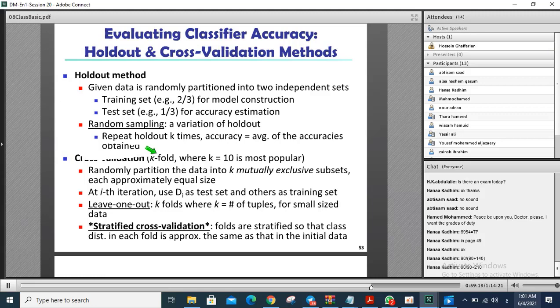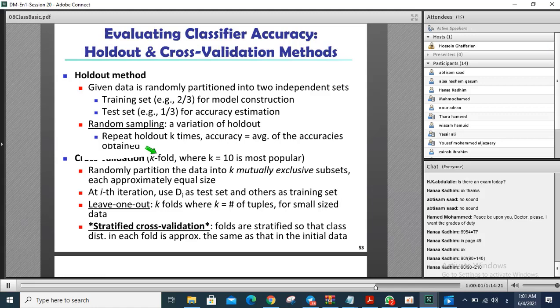One of the better options is using cross-validation techniques. In cross-validation, firstly, we divide the data into k different folds, or k different partitions. Those partitions or subsets are mutually exclusive, which means that they are completely separated from each other.